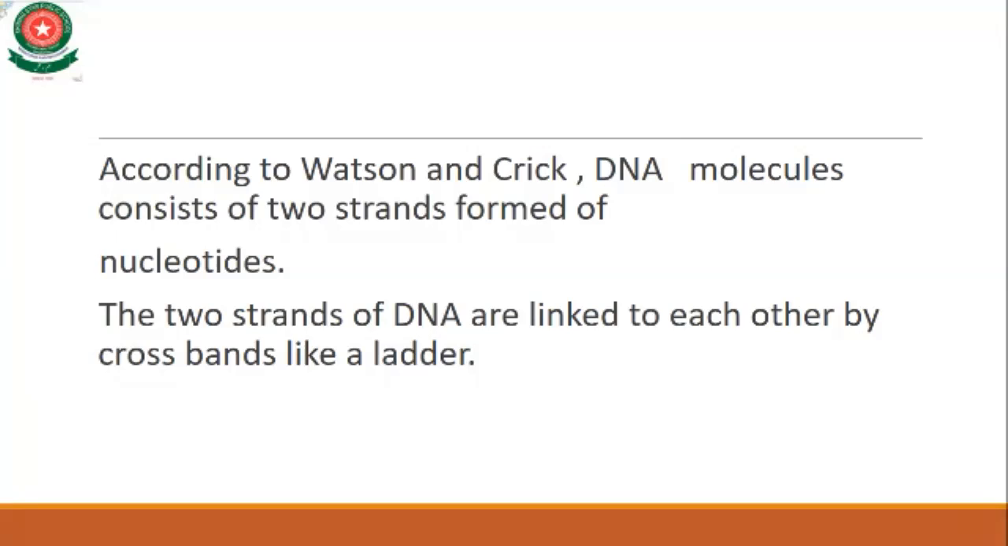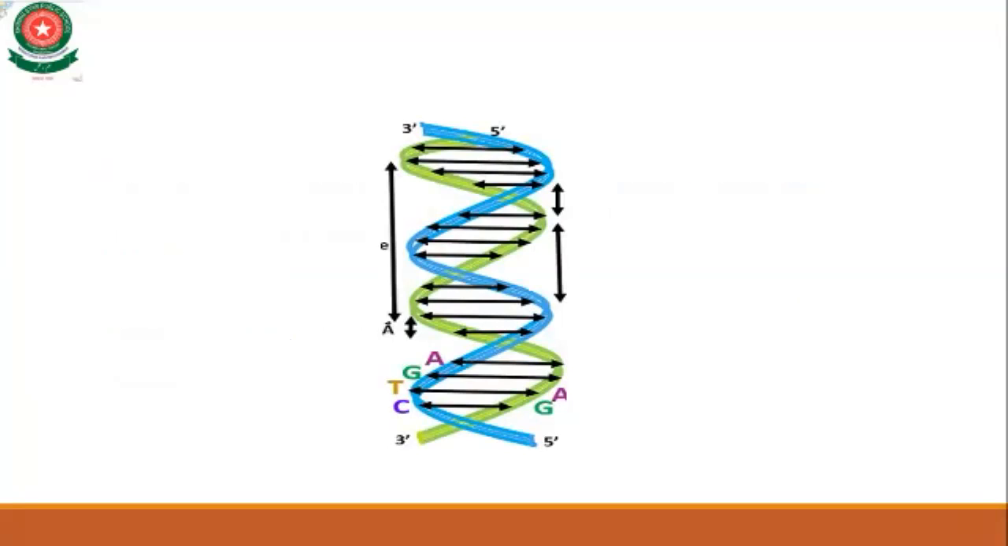Let's suppose transmission of characteristics. This is clearly shown. One DNA strand is shown in the blue color and the other is shown in the green color. When DNA molecules consist of two strands, one strand is shown in blue and the other in green. These two strands of DNA are linked to each other by a crossband like a ladder. Okay, this A, G, T, C is shown in the figure. A indicates the adenine nucleotide, G stands for guanine nucleotide, T stands for thymine nucleotide, and similarly C stands for cytosine nucleotide.